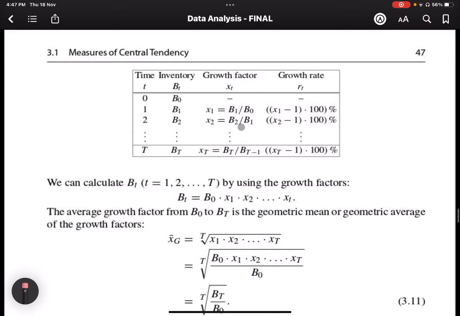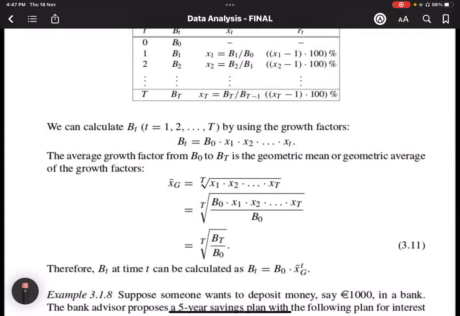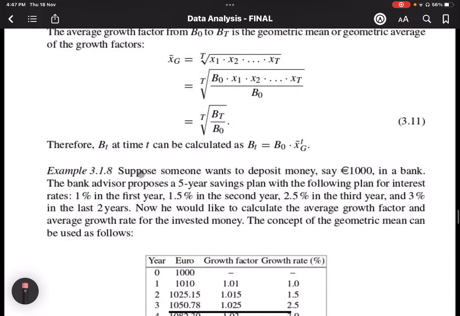Then, after computing the growth factors, we can compute the average growth factor by taking the product, B_t over B_t minus 1, and you can determine the average growth factor. For example, suppose someone wants to deposit money, say 1,000, in a bank. The bank advisor proposes a 5-year savings plan with the following interest rates: 1% in the first year, 1.5% in the second year, 2.5% in the third year, and 3% in the last 2 years.